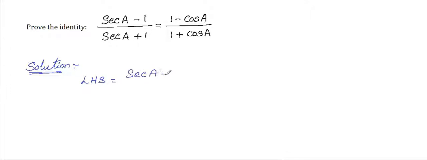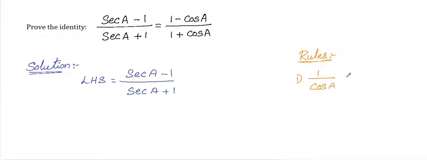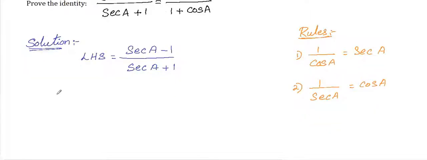So we are going to use a few basic trigonometric identities or rules to prove this. Those are, sec A can be written as 1 by cos A, and 1 by sec A can be written as cos A. So 1 by cos A is sec A and 1 by sec A is cos A. We are going to use these basic trigonometric identities.